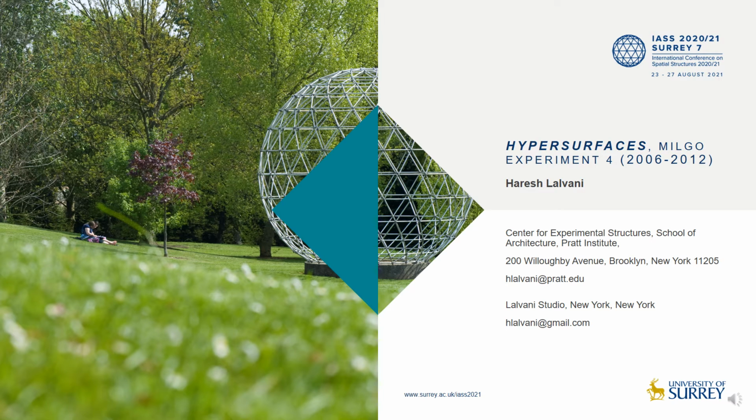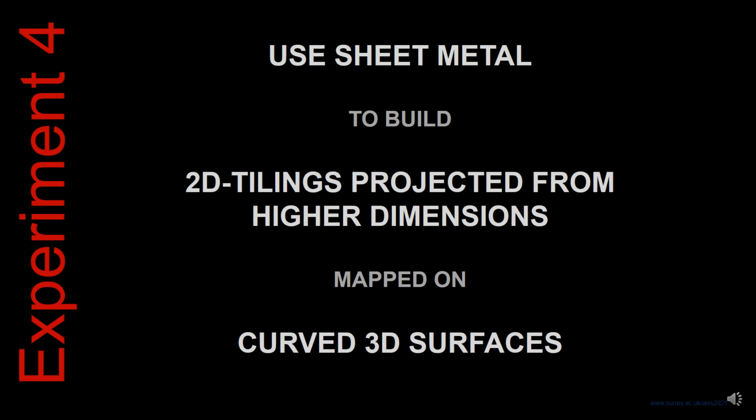This is experiment 4 on building hypersurfaces, 2006 to 2012. The goal for experiment 4 was to use sheet metal to build hypersurfaces, which are here defined as curved 3D surfaces on which 2D tilings projected from higher dimensions are mapped. The tilings are periodic, non-periodic, or irregular.